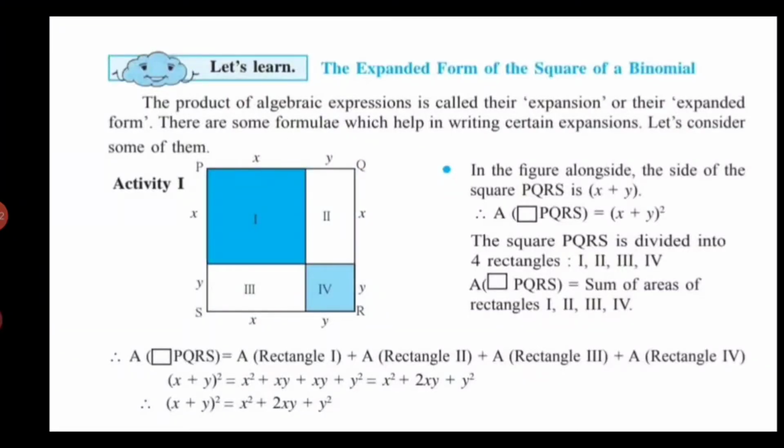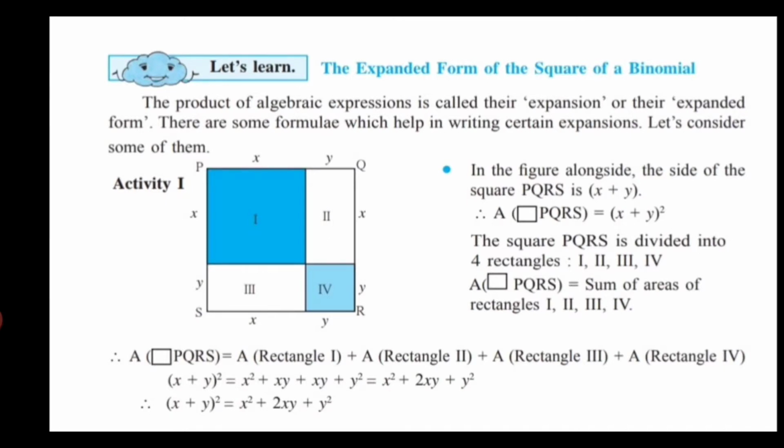So children, in the beginning of this chapter, let us learn the expanded form of the square of a binomial. The product of algebraic expressions is called their expansion or their expanded form. So when we multiply algebraic expressions, we get their expansion. There are some formulae which help in writing certain expansions. Let us consider some of them.